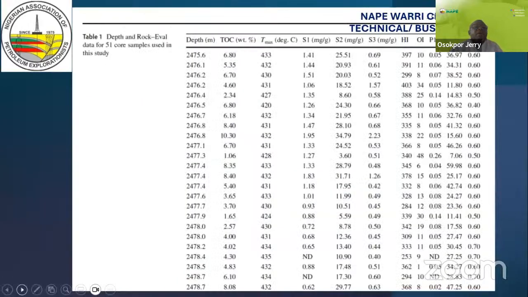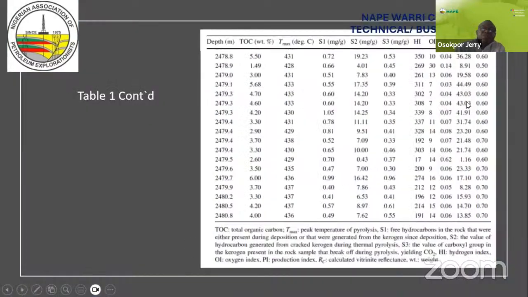Next slide. Table 1 on this slide shows you some of the data sets that were generated. These data sets may not be of much use to some of us until we make interpretation out of them. Next slide. This is a continuation of Table 1, where all the parameters were measured. These are both primary and secondary Rock-Eval parameters and TOC values. Last slide.